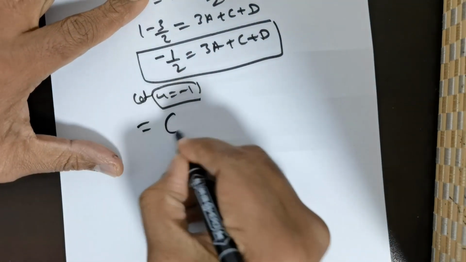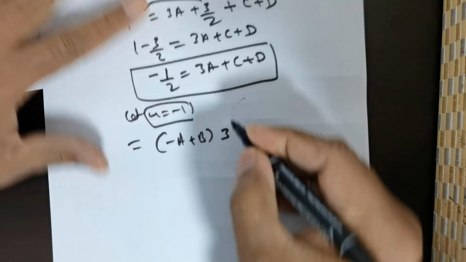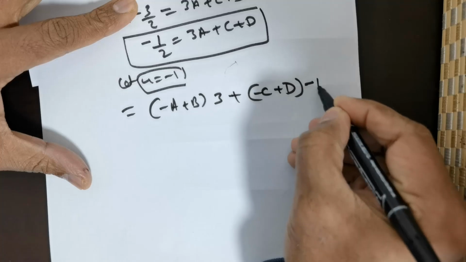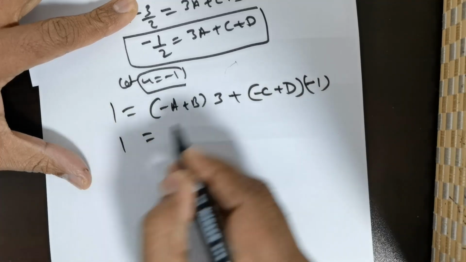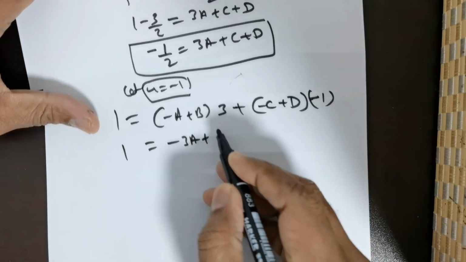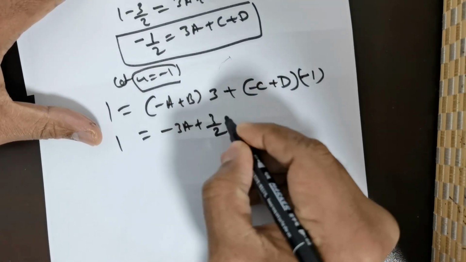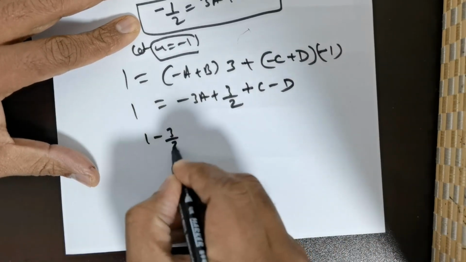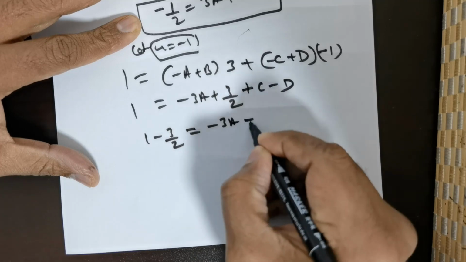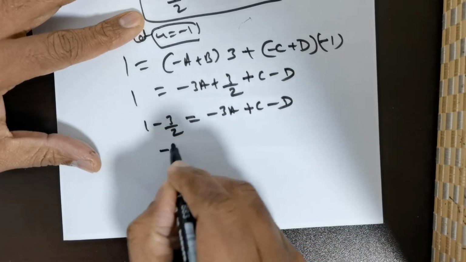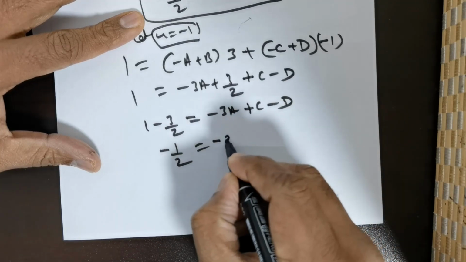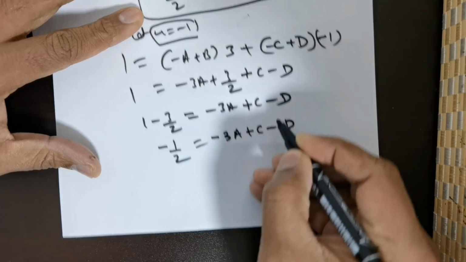So let me rewrite that. So negative a positive b 3, and then this is going to give me positive negative c positive d of negative 1. So I rewrite this. Of course you have 1 there. You get negative 3 times a. B is 1 over 2, so this is going to be 3 over 2, and then positive c negative d. So I push this to the other side. I get 1 negative 3 over 2 is negative 3a positive c negative d. This is going to give me negative 1 over 2, and this is negative 3a positive c negative d.